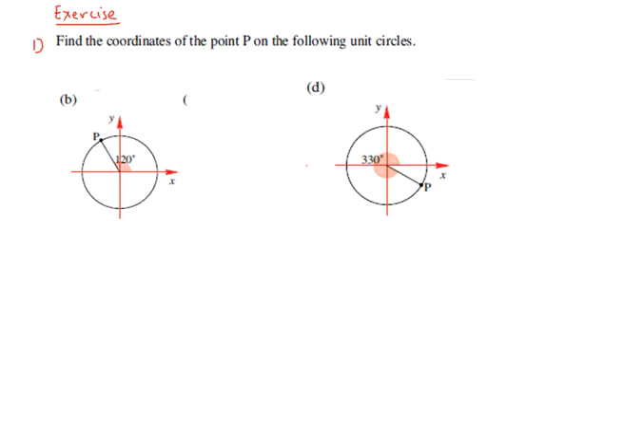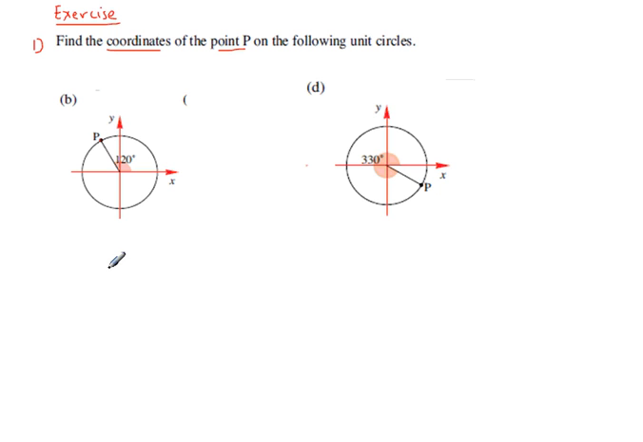So now let's do the exercise based on the unit circle. If you haven't seen my earlier videos, please see them and understand the concept of unit circle. Without that, it will be very difficult for you to do. Find the coordinates of point P on the following unit circle.